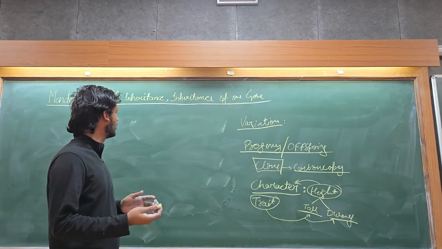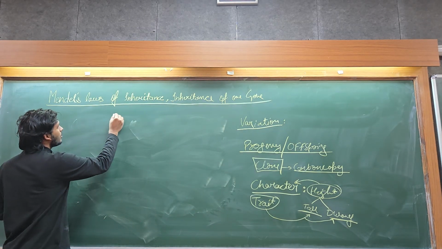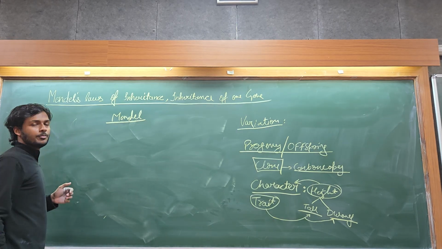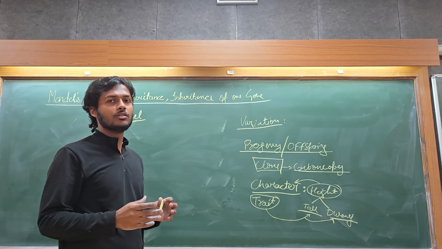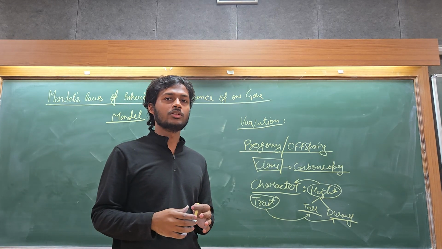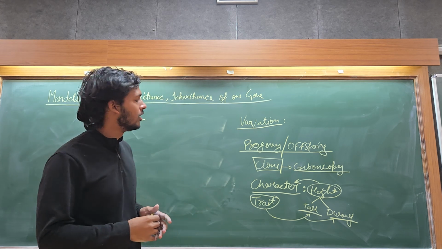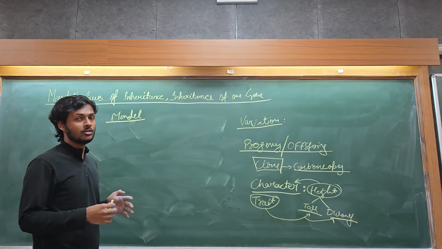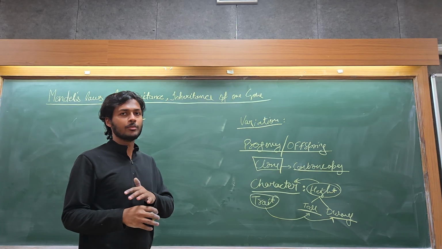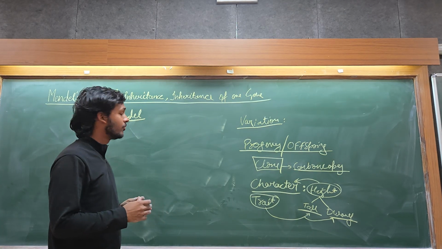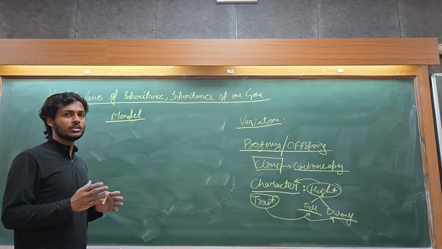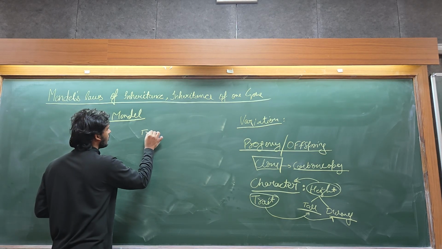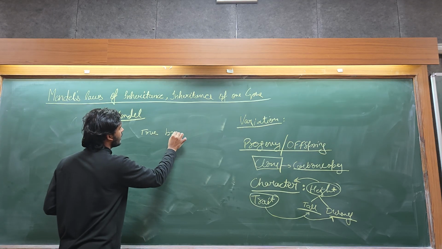Now we'll move on to Mendel. Mendel took Pisum sativum, whose common name is garden pea, and he spent seven years of his life experimenting on pea. For the first two years he spent generating true breeding lines.